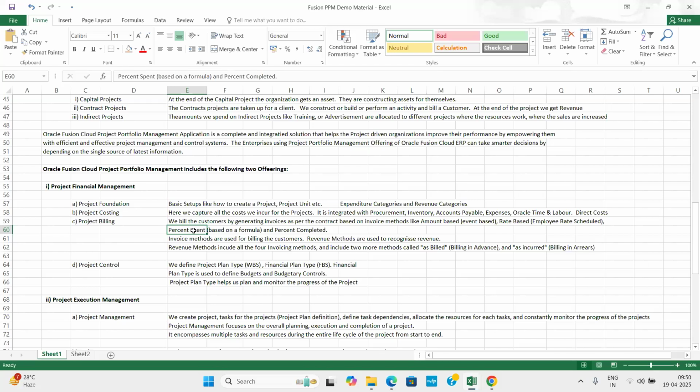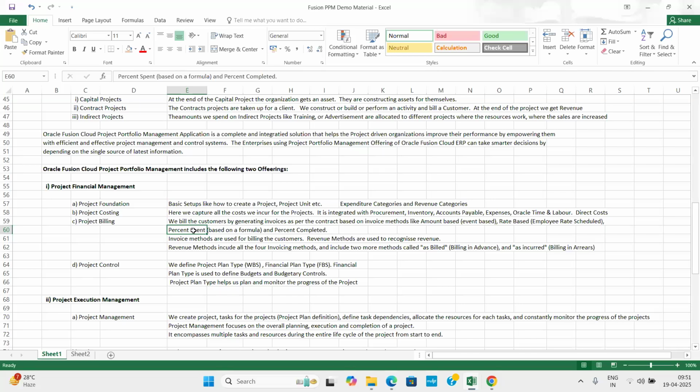This entire project is divided into tasks. Task 1, task 2, task 3, 2.1, 1.1, 1.2, things like that you will define. And in the project you also will have some dependency tasks. Unless you complete this, the other person will not be able to complete the other one. So you will define all the tasks of the project here. Plan type is used to define budgets and budgetary controls also. Based on the project plan type, you know what tasks are involved in the project.